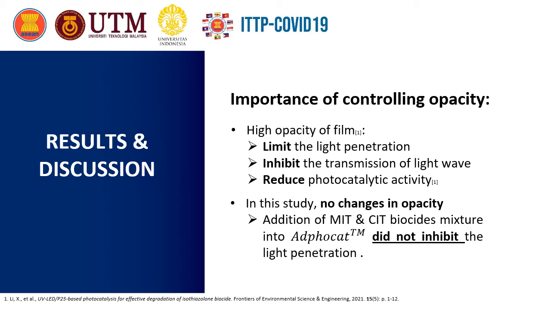The reason why opacity was studied in this research is that if a high opacity film was produced, it would limit the light penetration, inhibit the transmission of light waves, and so reduce the photocatalytic activity. So in this study, no change in opacity means that the MIT-CIT biocide mixture did not inhibit the light penetration, and so F4CAT can work as normal.